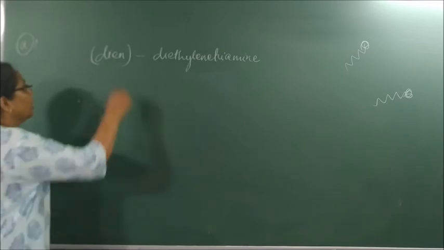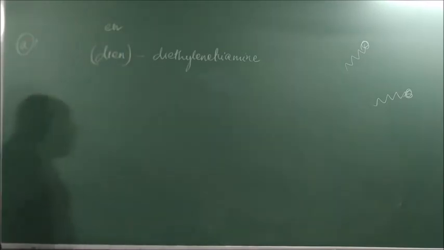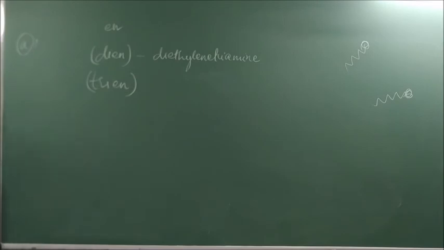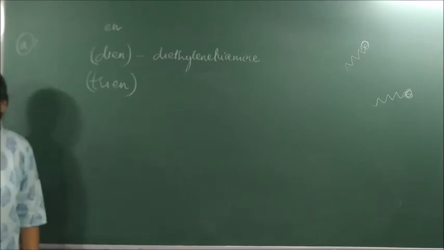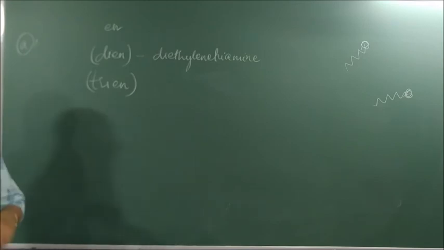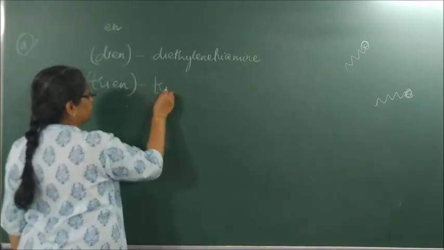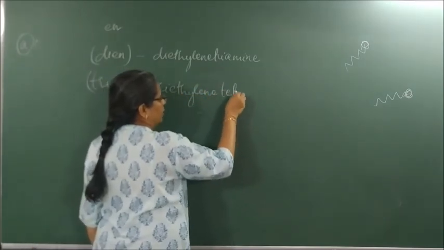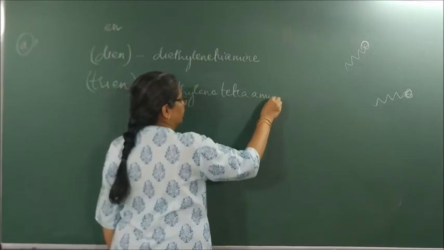Okay, now look here. En was what ligand? Bidentate ligand. Diene was what ligand? Tridentate ligand. Tetradentate ligand will become what? TRIEN. What is TRIEN? Triethylene tetraamine. Very good.